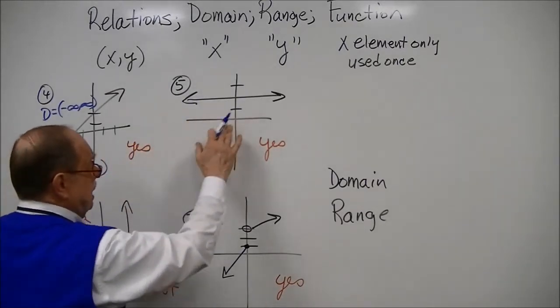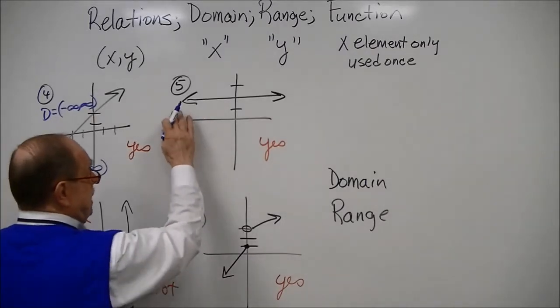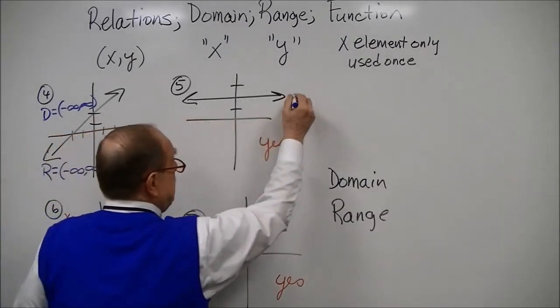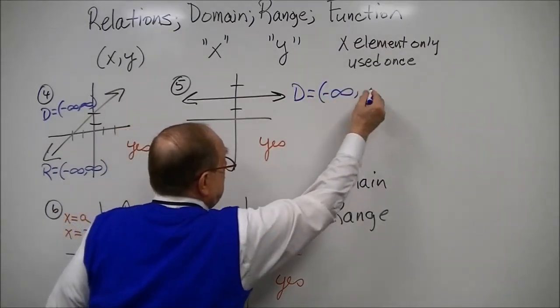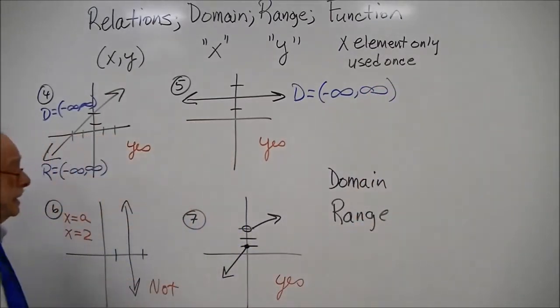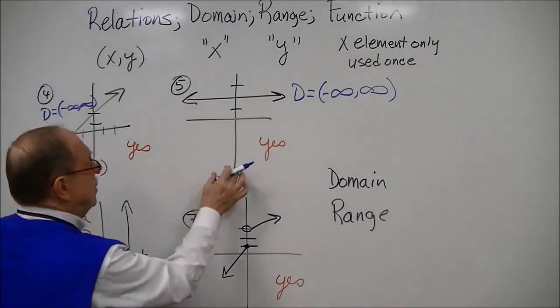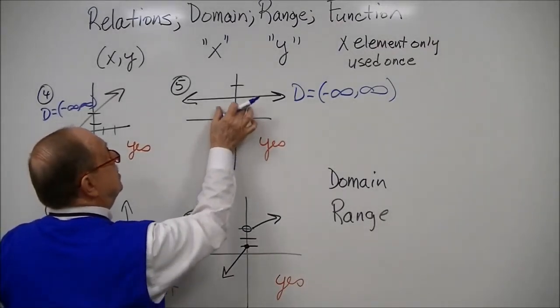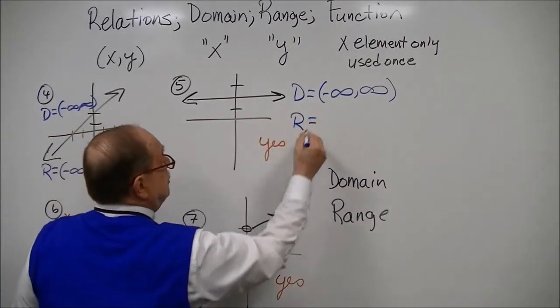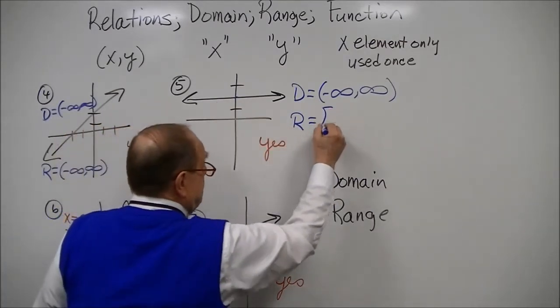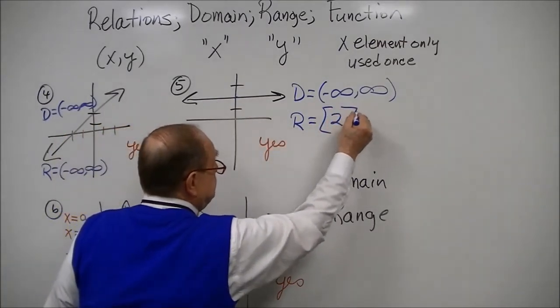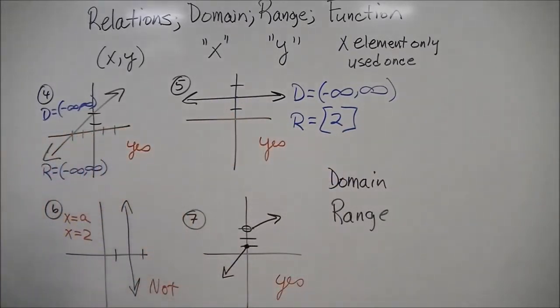Now, how about number 5? The domain first, x values, is coming from negative infinity all the way over to positive infinity, wherever that is. Now, how about the range? Well, for range, as we come up, the range is only at this spot right there. So it only includes a 2. So that would be the range of that particular graph.